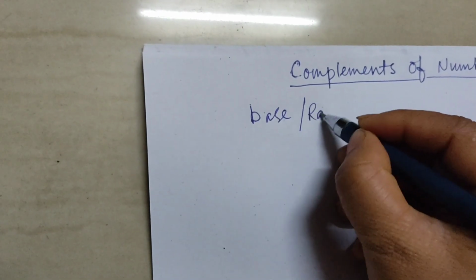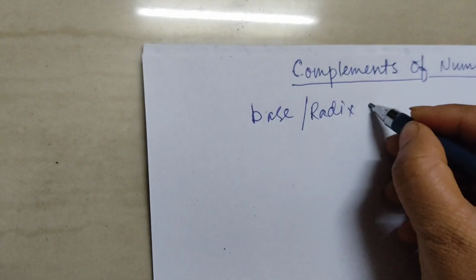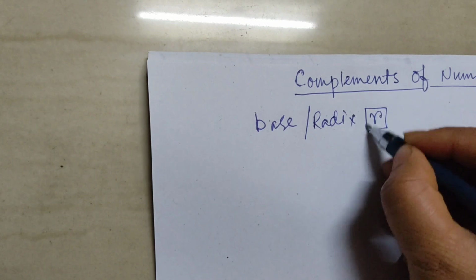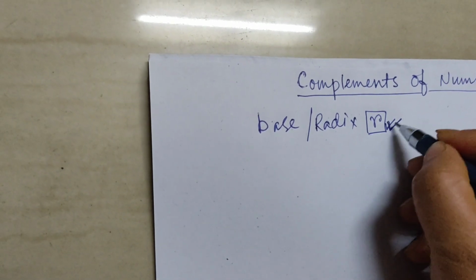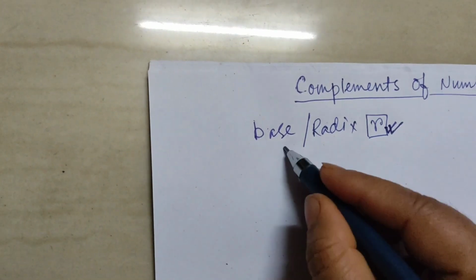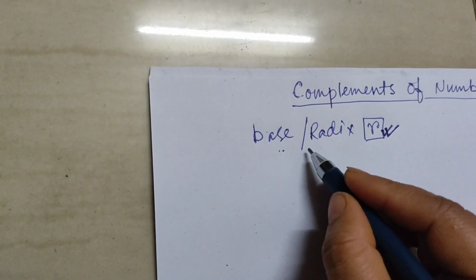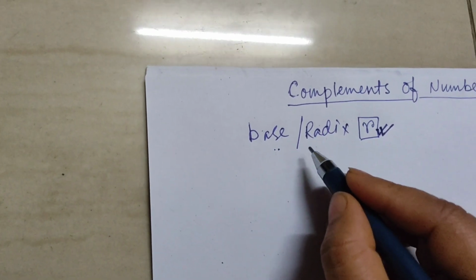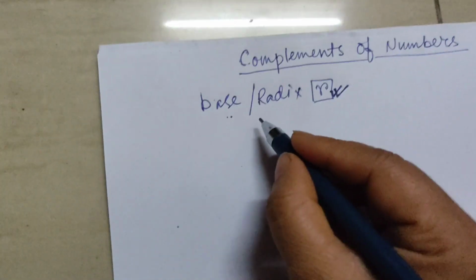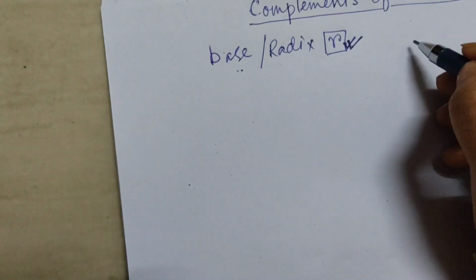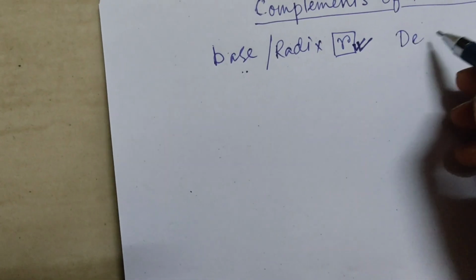Base or radix. So what are the base and the radix? The base is to represent any number system. So how many numbers are represented in that number system? Suppose we are considering the decimal number system.